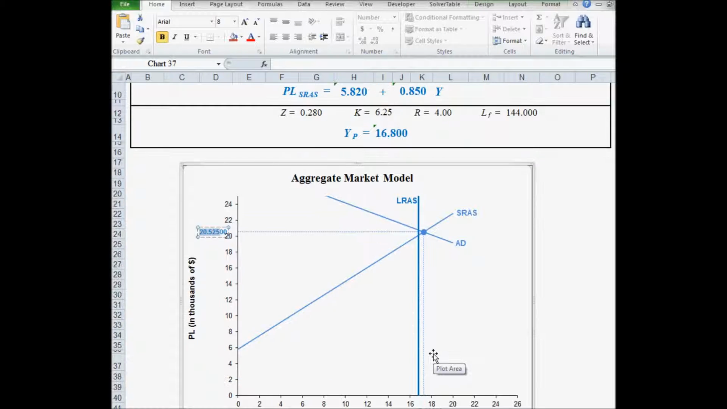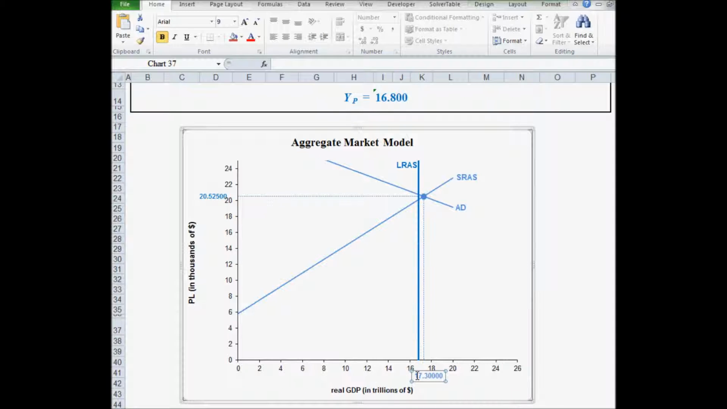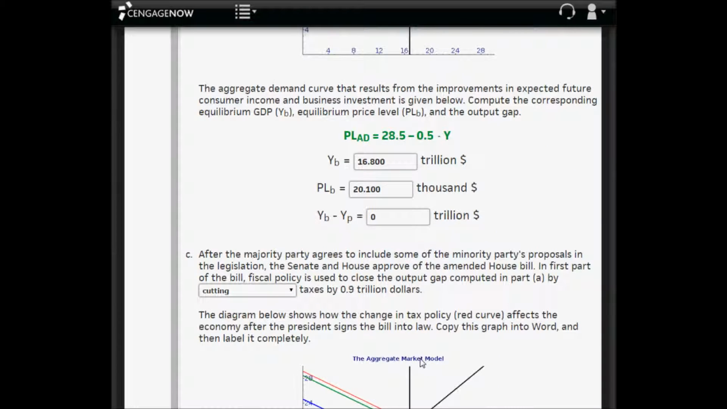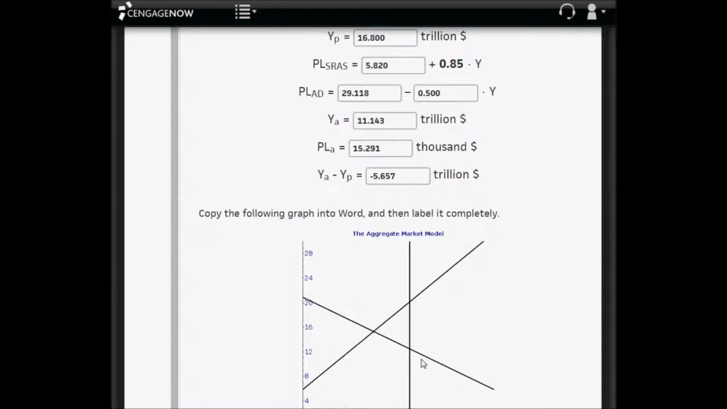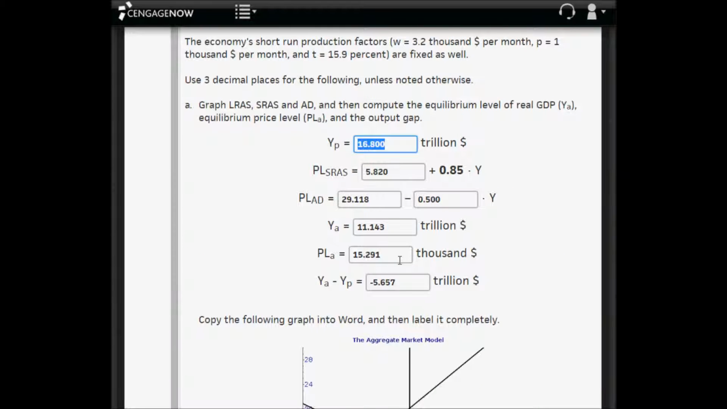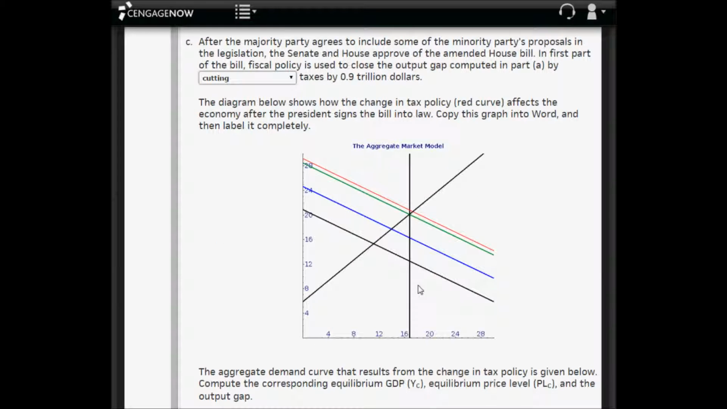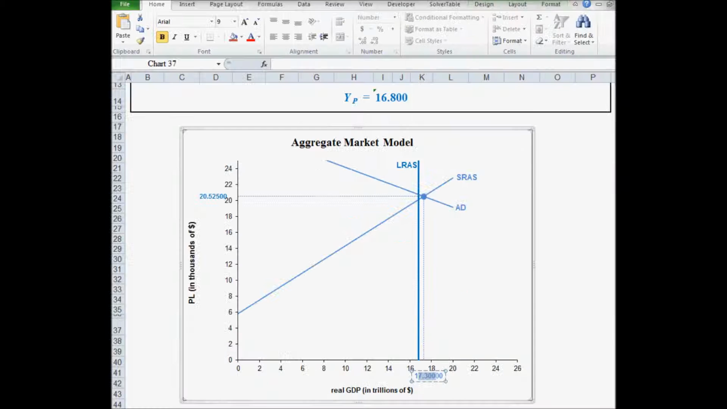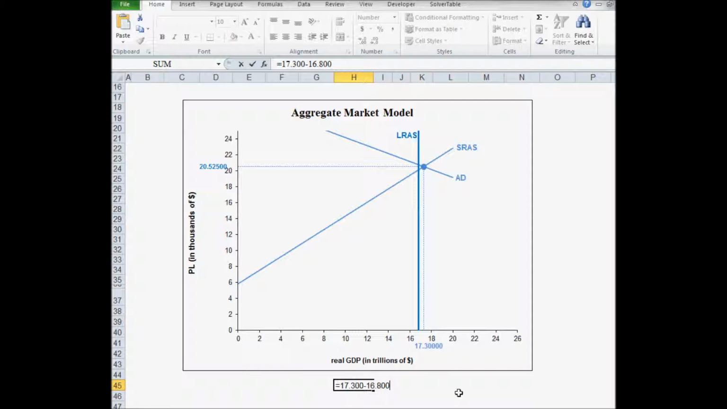The new level of GDP is 17.30. The output gap is the difference between GDP and potential GDP. Potential GDP was 16.8. I'm going to compute this in Excel. So the new output gap is a positive 0.5.